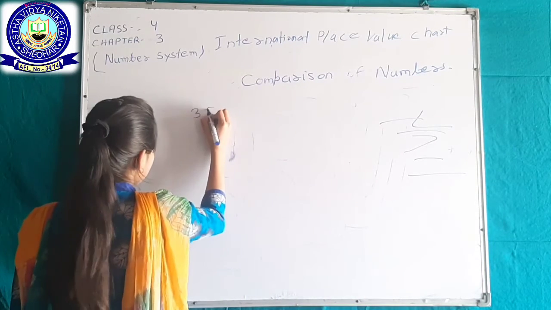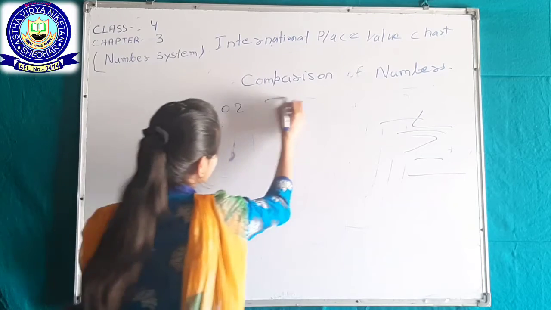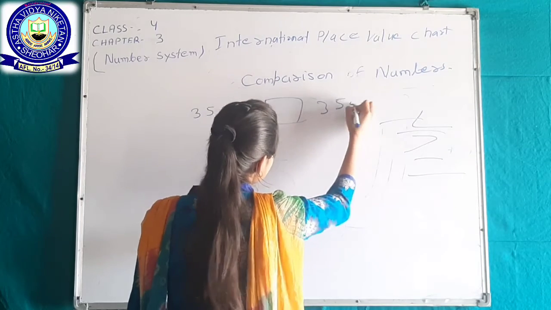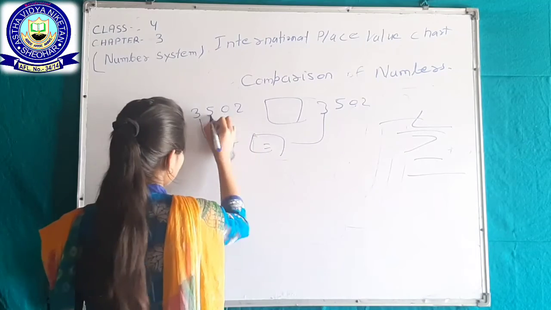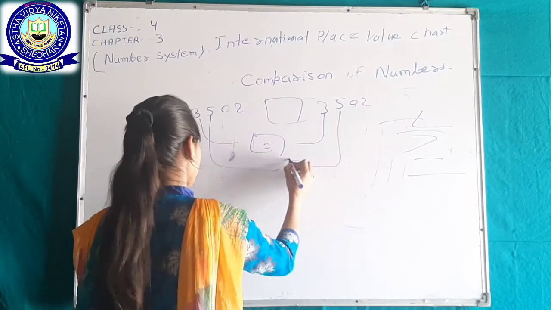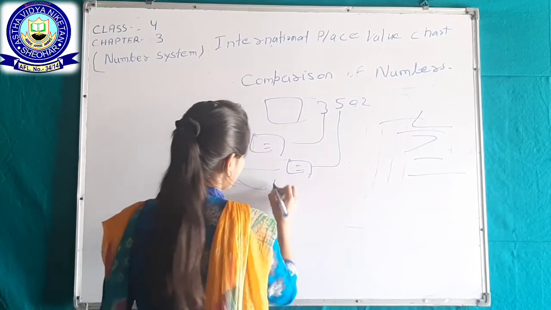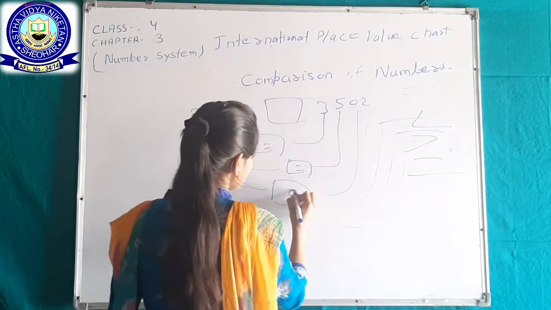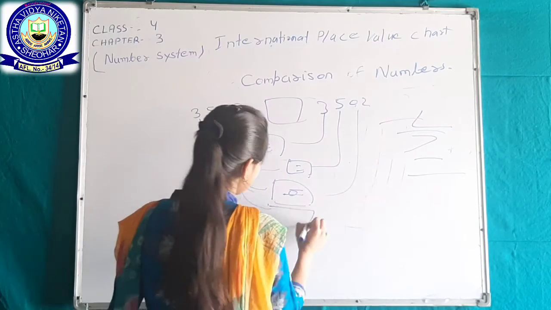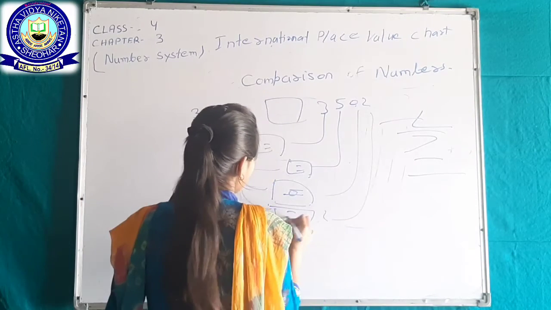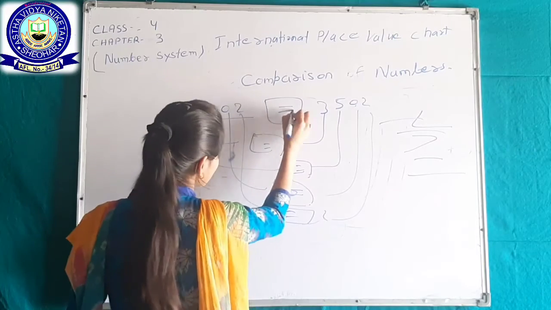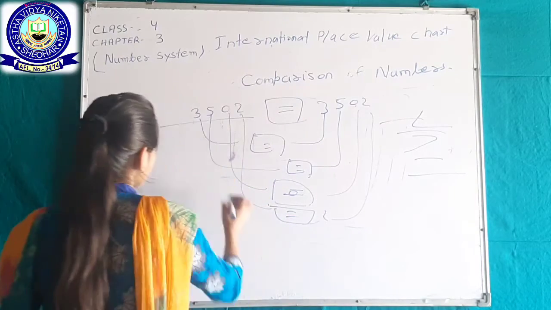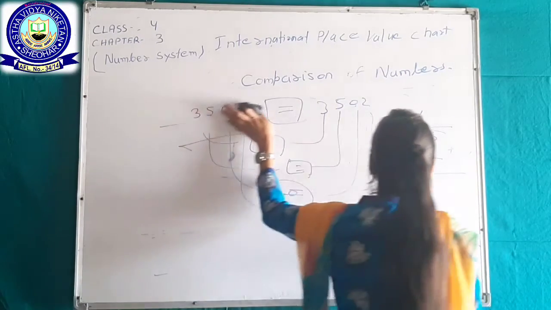Here is number 3502 and here is number 3502. Here is 3 and here is 3. Both are equal. Here is 5 and here is 5. Both are equal. Here is 0 and here is 0. Both are equal, and here is 2 and here is also 2. Both are equal. So you can say that 3502 is equal to 3502. This is your comparison of numbers.